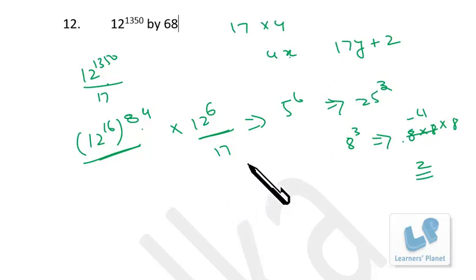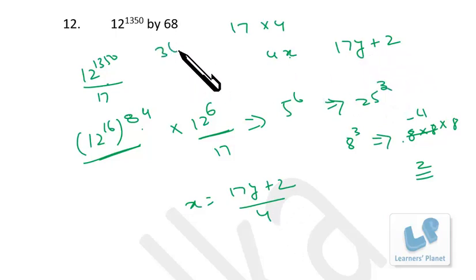To find the final answer, we can equate them. 4x is equal to 17y plus 2. So x is equal to 17y plus 2 by 4. So if we put y equal to 2, we get 36, which is a multiple of 4. So 17 2s are 34 plus 2, 36 will be the remainder. Okay. I hope you are clear. We have used Euler's theorem and we have used binomial over here.